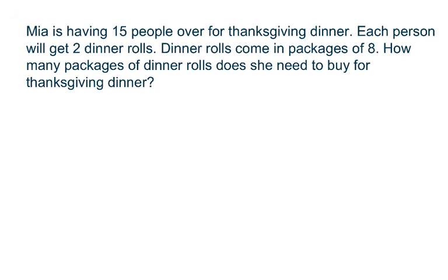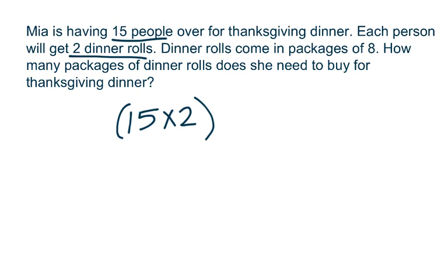If I was setting up this equation, the first thing I need to figure out is how many total rolls does she need to buy in the first place. So she's having 15 people over, and then each person is getting 2 rolls. So if I had 2 people over and each person would get 2 dinner rolls, I would need 4 dinner rolls. If I was having 3 people over, everybody would need 6. So I need to double it. However many people, I need to double that to figure out the number of rolls, or multiply times 2. So my first step to solving this problem would be multiplying 15 times 2. That's going to give me my total number of dinner rolls.